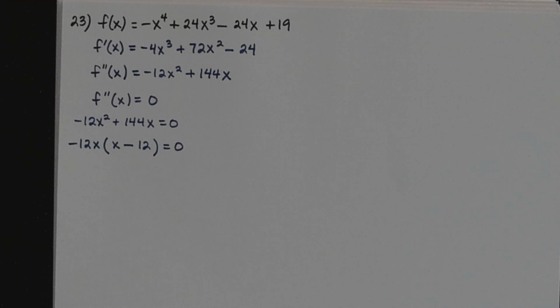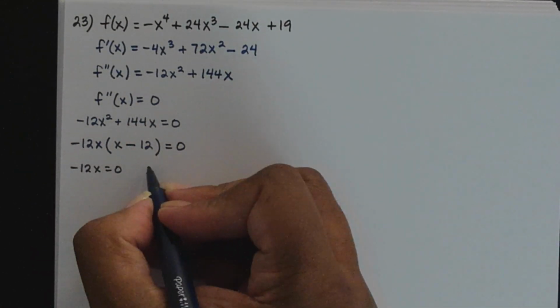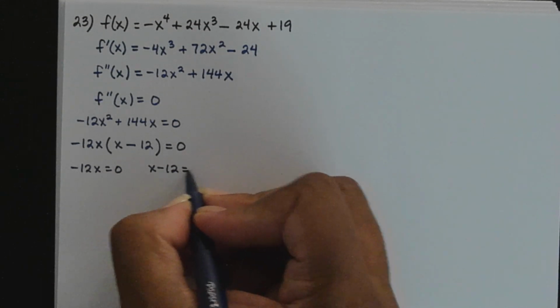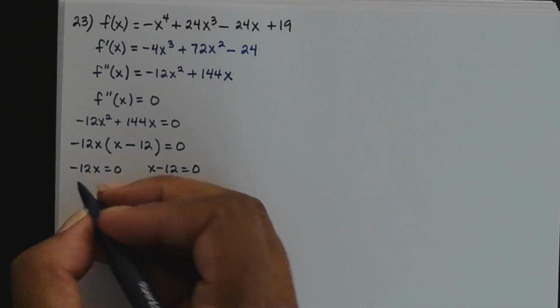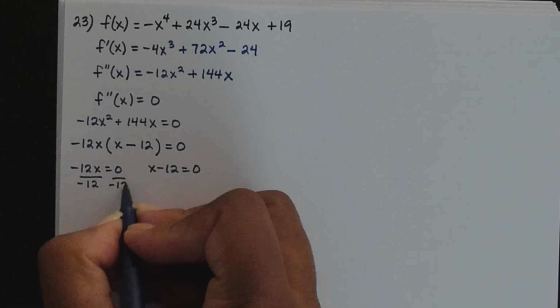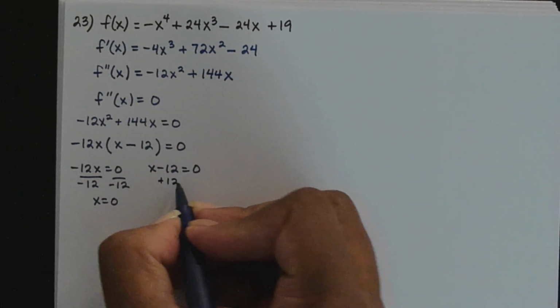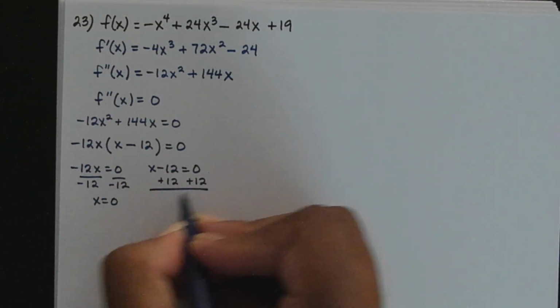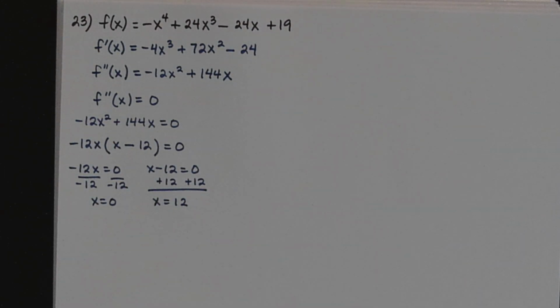And then we set each factor equal to 0. So negative 12x equals 0, and x minus 12 equals 0. Then we solve each equation for x. For negative 12x equal to 0, x has to be 0. For x minus 12 equals 0, x has to be 12. These are my two possible points of inflection, 0 and 12.